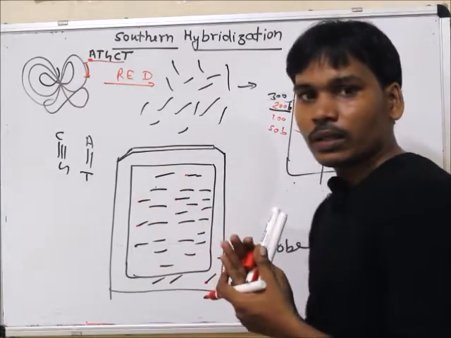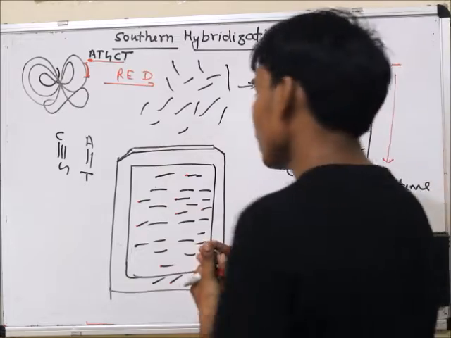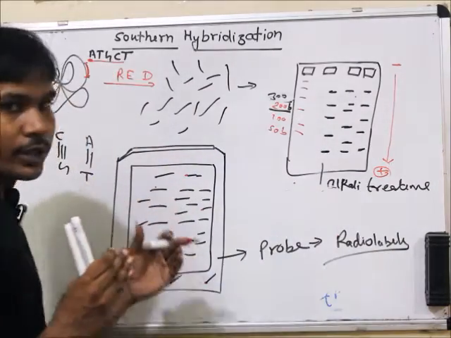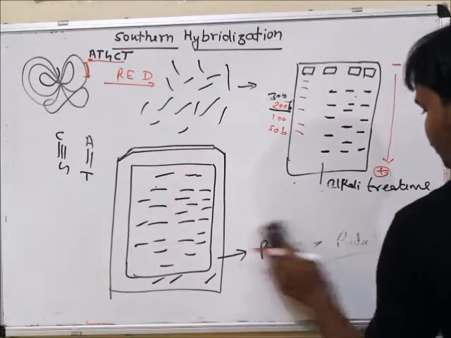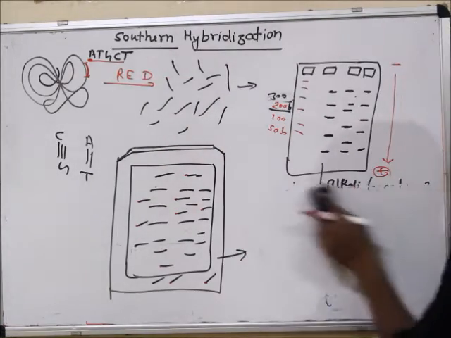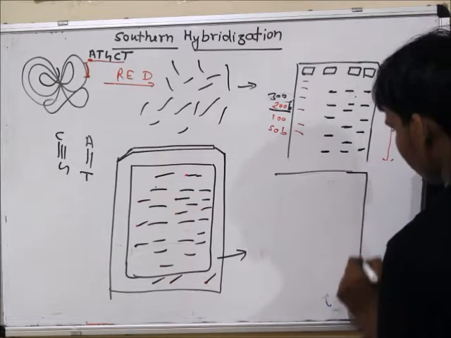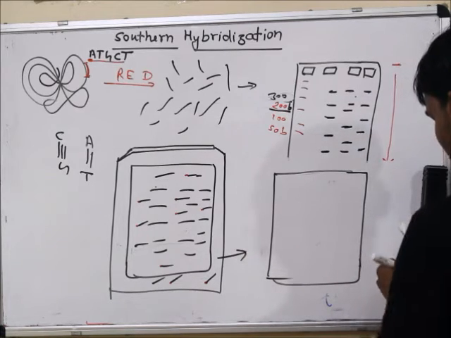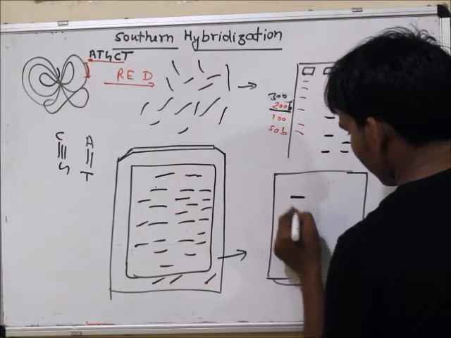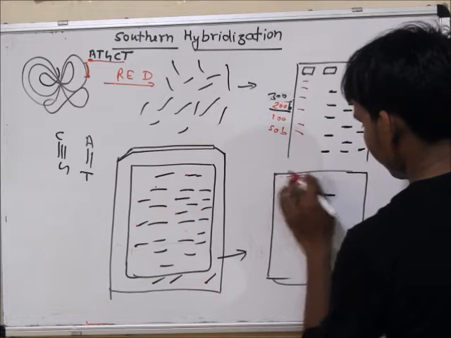again after that, hybridization with specific sequences is required two to three times. Okay. Then you will find that this nitrocellulose paper will create bands. Okay.